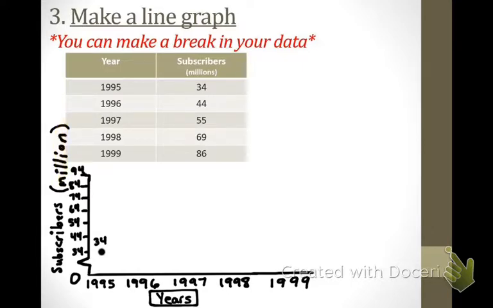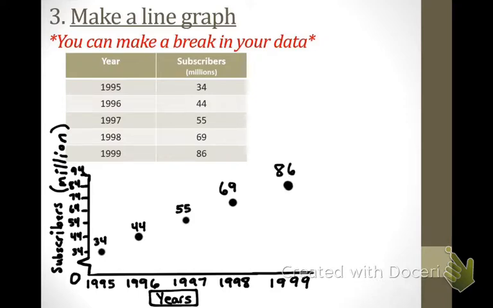Next up, Kyla. How many in 1996? 44. All right, there were 44 million. Once again, what do I need to do to that dot, Kyla? Label it with 44 million, but you don't have to write the million. You are correct. Alex, in 1997, how many subscribers were there? 55 million. Put your dot and then label the dot, label that it's 55 million on top. All right, 1998, how many, guys? 69 million, label that dot above.